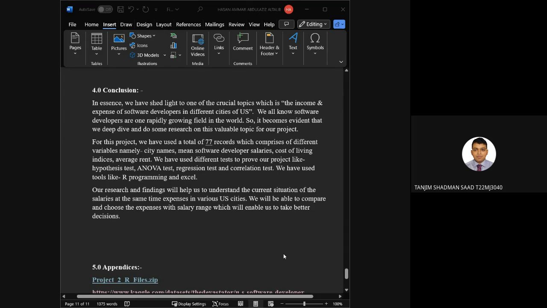Our findings will help us understand the current salary and expense situation for software developers across different cities in the USA. This will allow us to compare and make better decisions regarding where to work and live based on these factors.